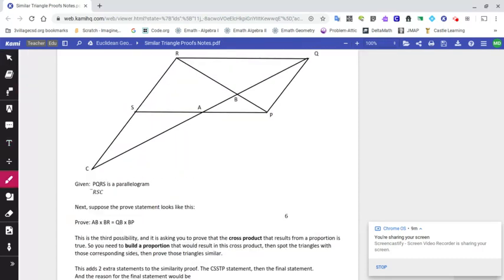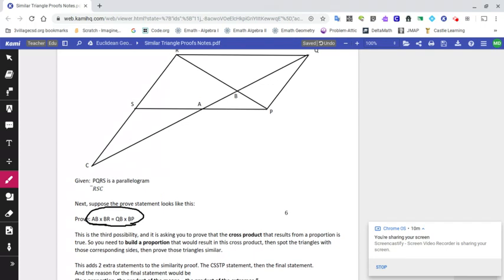Now we're going to look at the third possibility for the proof statement. In this case, you'll notice that this is the product. That is a cross product that is the result of a proportion. It's asking to prove that the cross product that results from a proportion is true. So you need to first build a proportion that's going to result in that cross product. So we're kind of working backwards. We have the cross product, and we've got to get the proportion that would give us that. I'm going to show you how to work backwards.